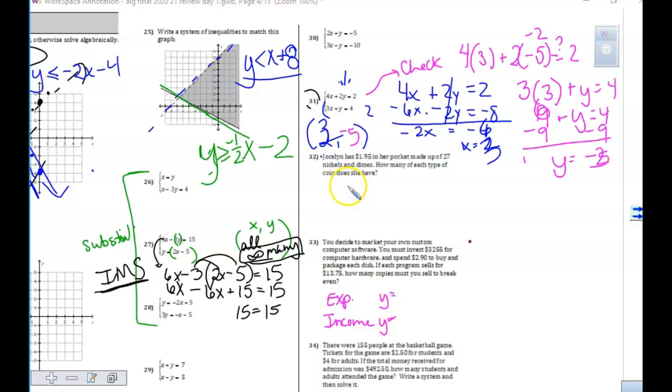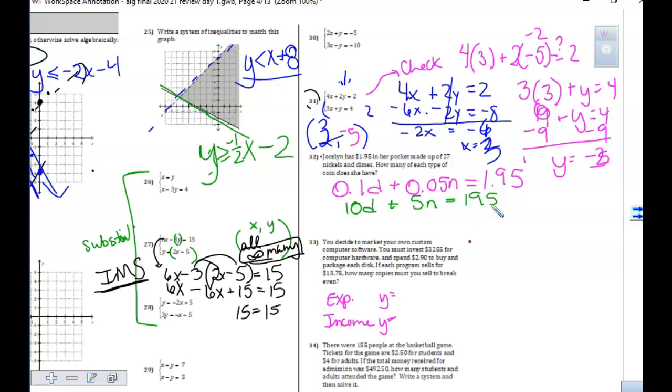1.95 equals 0.1D plus 0.05N. Okay, that's the value. Now, I had some people, when they write that one, instead of using decimals, write it this way. A dime is 10 cents, so they did 10D plus 5N equals 195.